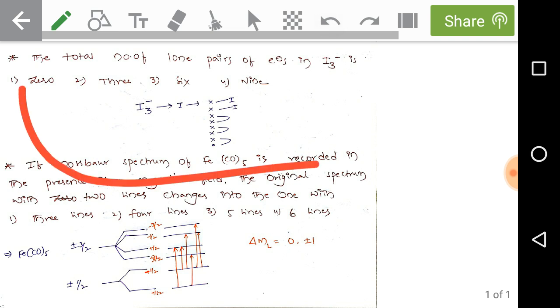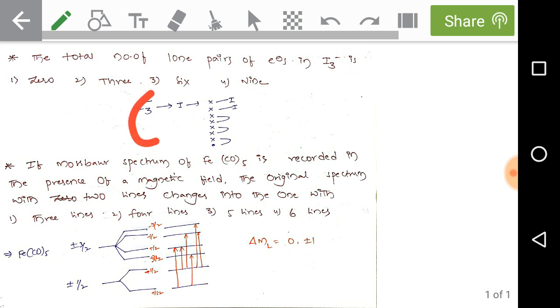Next one, the total number of lone pairs of electrons in I3 minus. So we have a simple formula. In I3 minus we have iodine as a central atom, which has 7 valence electrons, and the I3 minus species has a minus charge. That's why we need to consider another electron. So a total of 8 electrons are there as valence electrons, and it is making 2 sigma bonds with 2 iodines. Then we have the remaining 3 lone pairs of electrons.